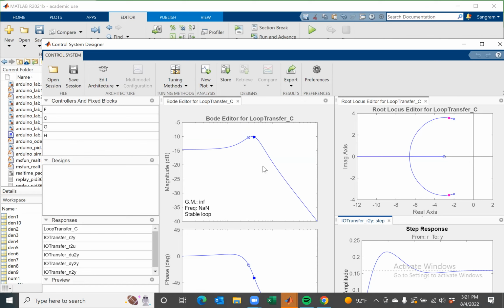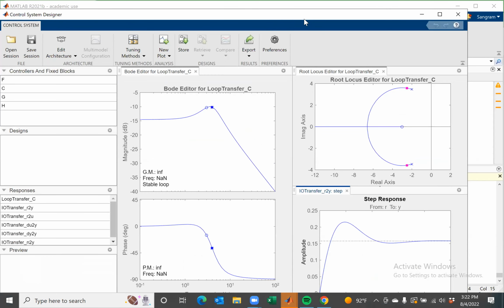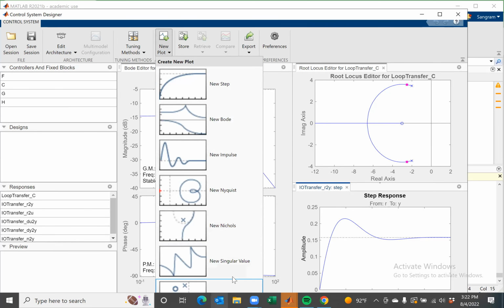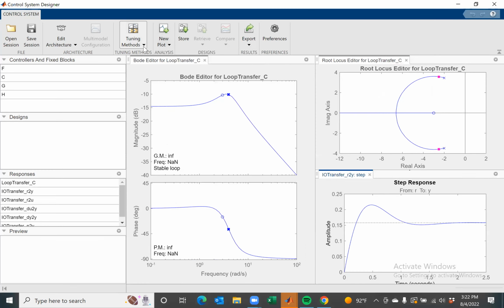So as you can see, on the left hand side you have the body diagram. On the right hand side, you have the root locus. Then you have the step input. If you want to add some more plots, you can go through this activity, and there are a lot of plots that you can add.